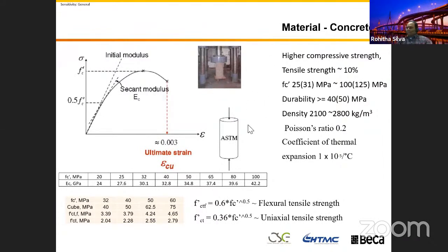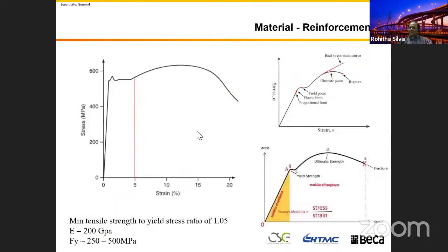Now, we use concrete mainly for compression, but everyone knows that, every structural engineer knows about it. When we go to the reinforcement, we can use it for both tension and compression. I put the stress strain curve of the reinforcement bar here. Normally in Australia we use 500 MPa yield strength reinforcement.